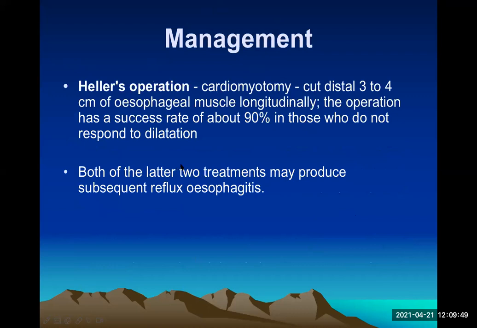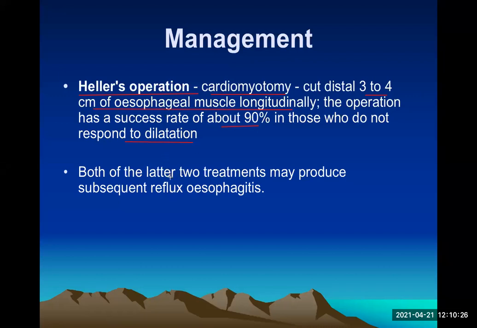Let's move on. Now, there are certain surgical managements. One of them is Heller myotomy. Now, see this important MCQ question which may be asked in the exam. Heller myotomy, also known as cardiomyotomy. In this operation, the surgeon cuts the distal 3 to 4 centimeters of esophageal muscle longitudinally. After doing this, the obstruction is relieved. The operation has a success rate of about 90% in those who do not respond to pneumatic or hydrostatic dilatation.